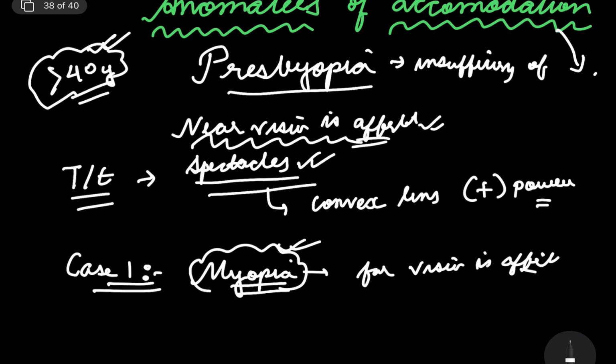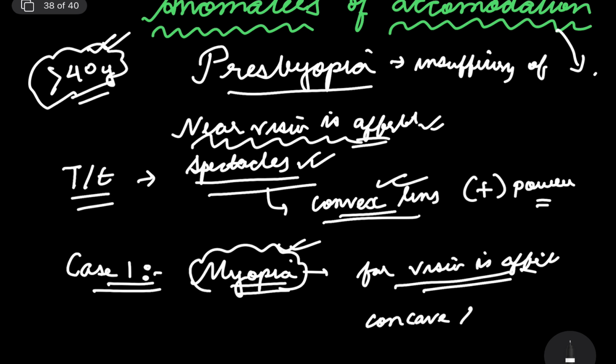So for far vision, if that is affected, then what kind of a lens will you use? Think about it. If your near vision was affected, you used convex lens. So if your far vision is affected, you will use a concave lens. We will talk about this when we talk about optics in detail within the ophthalmology section of our channel, myopia, hypermetropia, and all of these optical problems. But for now, just understand this, that in myopia, we use concave lens, that is minus power. But for presbyopia, we use plus power.